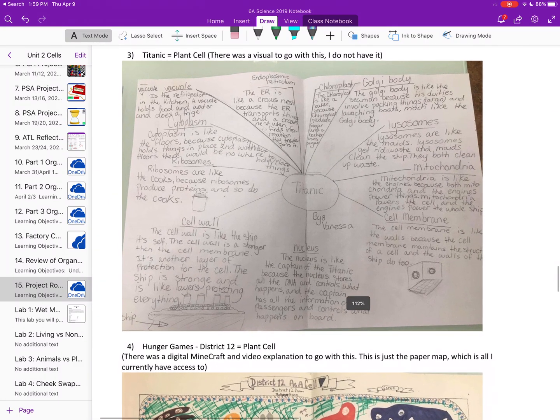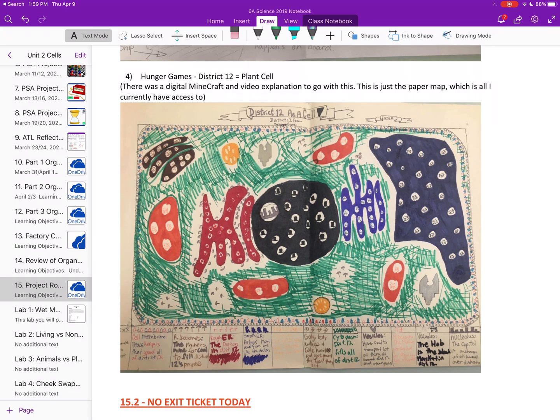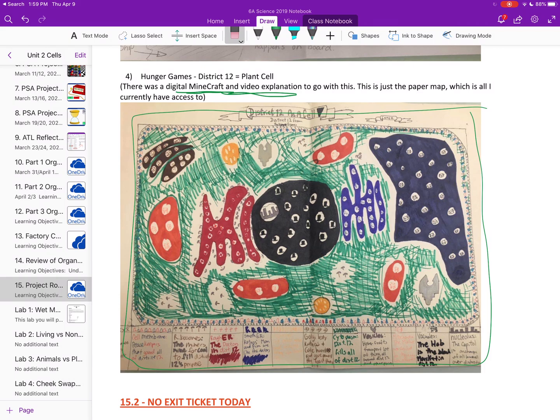This one, I won't read all of these, but just to show you a couple of other ideas, this one compares all the organelles to the Titanic. There was a giant picture of the Titanic, a map looking at the inside of the boat that they had drawn. I just don't have it with me. So this also had a visual to go with it. This one is comparing the Hunger Games in District 12 to a plant cell. Again, there's a piece of this missing. I don't have it anymore. It was an entire world created in Minecraft with a video explanation. This was just the map to help you find your way around the Minecraft world.